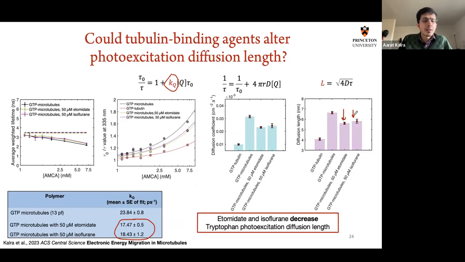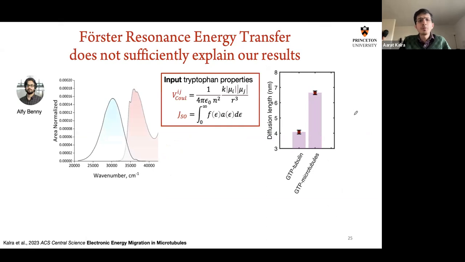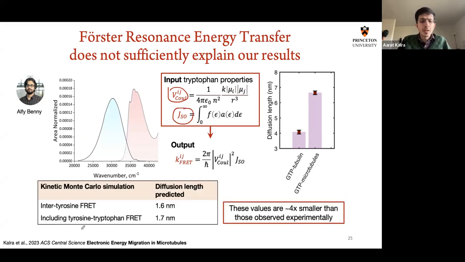Now remember, I explained tryptophan and AMCA interactions through FRET. So I contacted my colleague Alfie Benny, and he performed some simulations, which you know about from Greg's lecture just now. He used the Coulombic coupling, the V parameter here that incorporates the dipole interactions between the tryptophans. He incorporated the spectral overlap integral for homo energy transfer between tryptophans, and he used Fermi's golden rule. He ended up simulating electronic energy migration inside a microtubule, but he could only account for a migration distance, or diffusion length, of 1.6 to 1.7 nanometers.